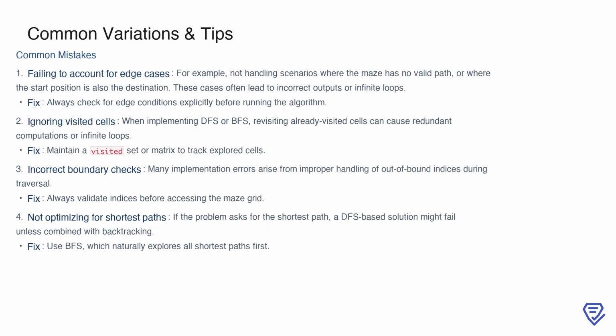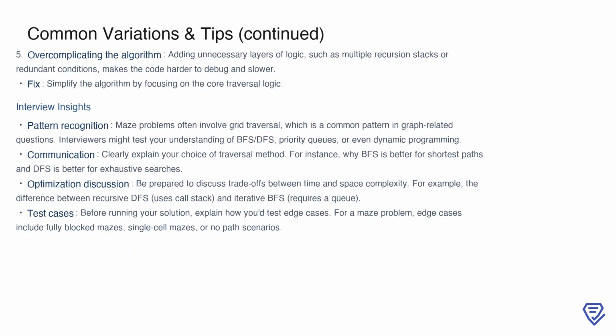Lastly, if the problem asks for the shortest path, relying purely on DFS might lead to suboptimal results unless you use backtracking. Instead, consider BFS, which is specifically designed to find the shortest path in an unweighted graph. Another mistake to watch out for is overcomplicating the algorithm. Adding unnecessary layers of logic, such as multiple recursion stacks or redundant conditions, can make your code more difficult to debug and slower to execute. Focus on keeping the traversal logic as simple and efficient as possible.